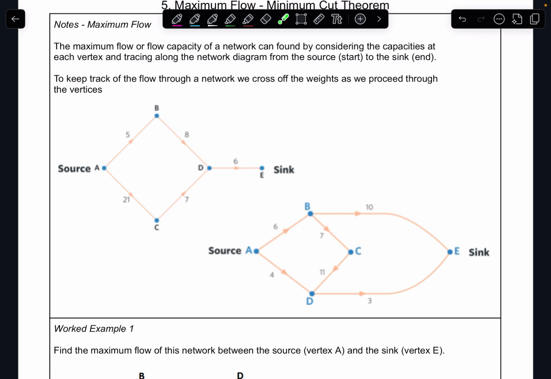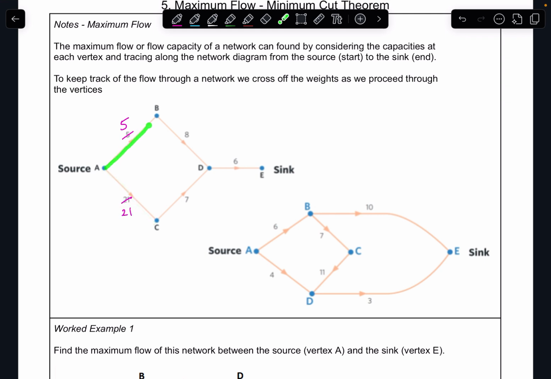You can see here from the source A, we can go up to B and our capacity is 5. When I've gone through and looked at the capacity of an edge, I will cut it off and write the maximum capacity that can go through. So the maximum capacity that can go from A to B is 5. The maximum capacity that can go from A to C is 21, because they're both coming from the start. Now we need to look further.